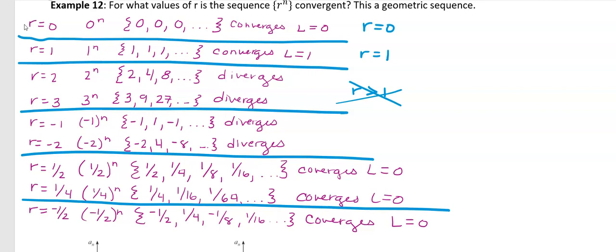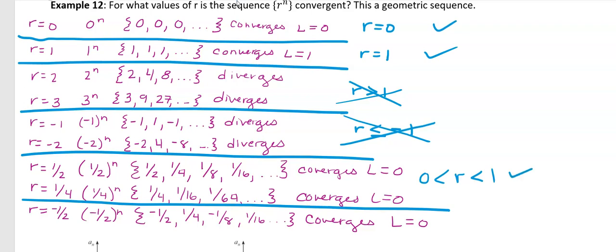When r is less than or equal to -1 here, it diverges. It doesn't work. So this one doesn't help us out. When we're dealing with positive values between 0 and 1, so less than 1 but greater than 0, it works, right? There's some sort of converging happening. And when we're dealing with negative values between 0 and -1, it also works.